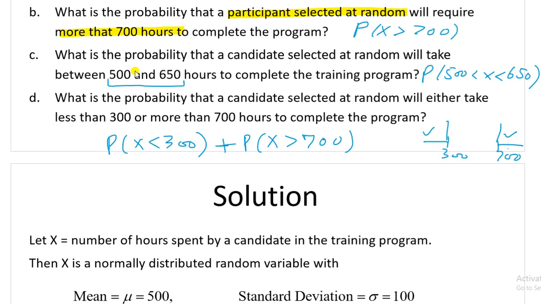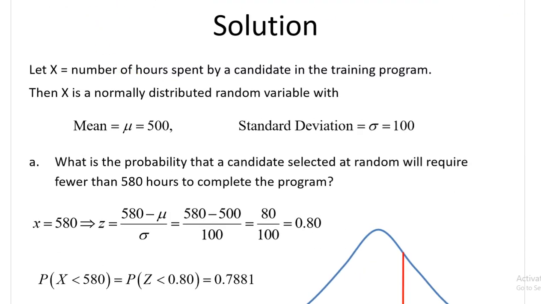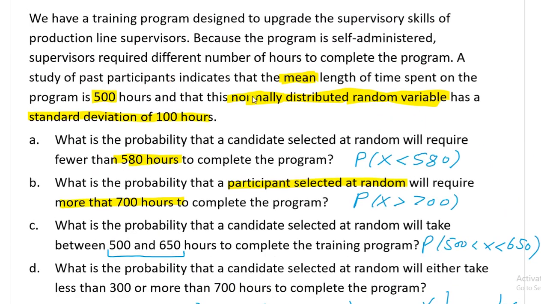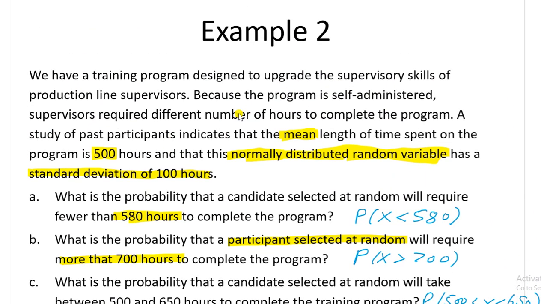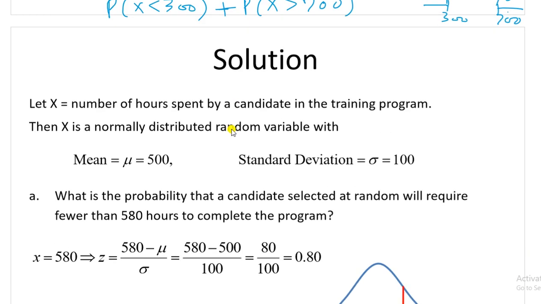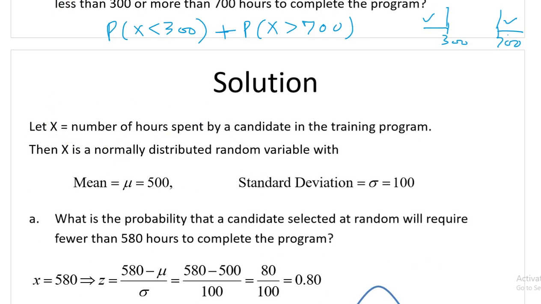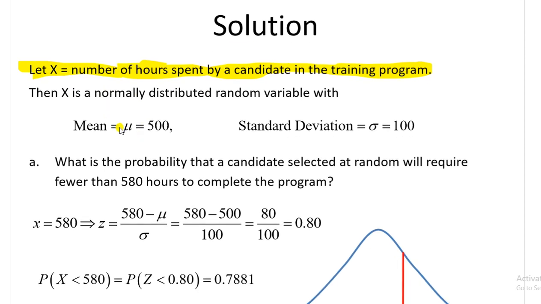Okay, so let's start. First of all, we have to write the random variable because in the question there is no variable mentioned. So we will say that x is our normal random variable. So x equals the number of hours spent by a candidate in that training program. And because the question told us that this kind of random variable will have a normal distribution, x is normally distributed with mean equal to 500 and standard deviation equal to 100. So right away I can write the standard normal variable.